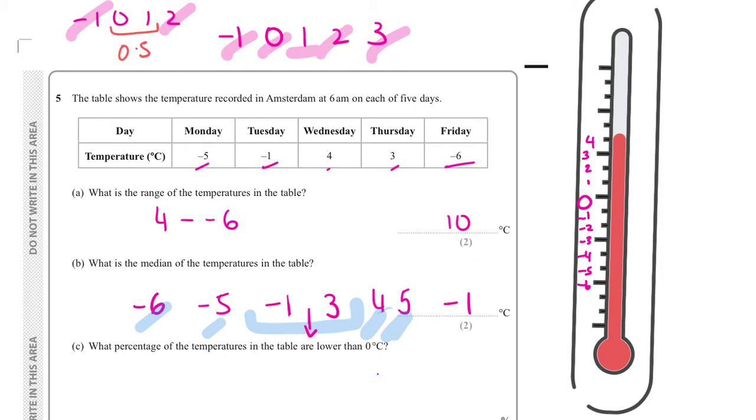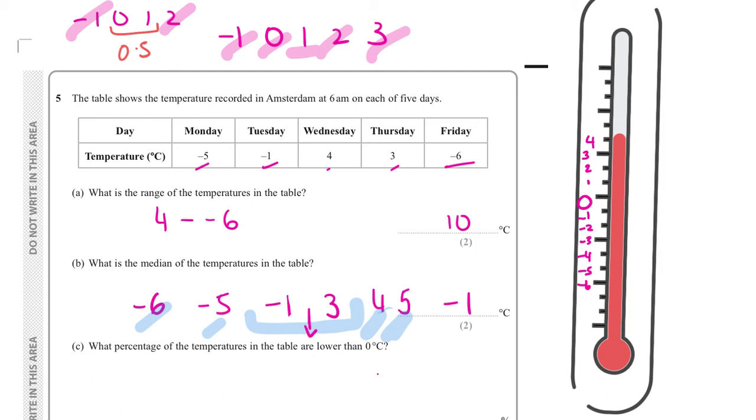And sometimes we get the number straight away, like we did. Sometimes if it's in between two numbers, we just work out the middle of those two numbers. And everyone can draw a number line, can't we? So we can't always find it. Well done. Then it says, what percentage of the temperatures in the table are lower than 0 degrees?